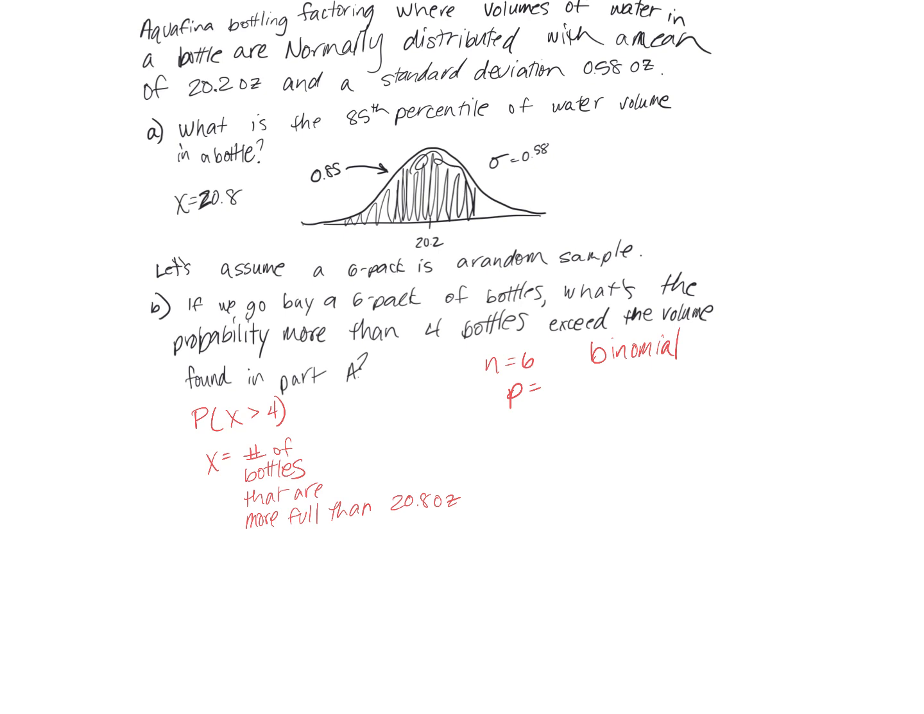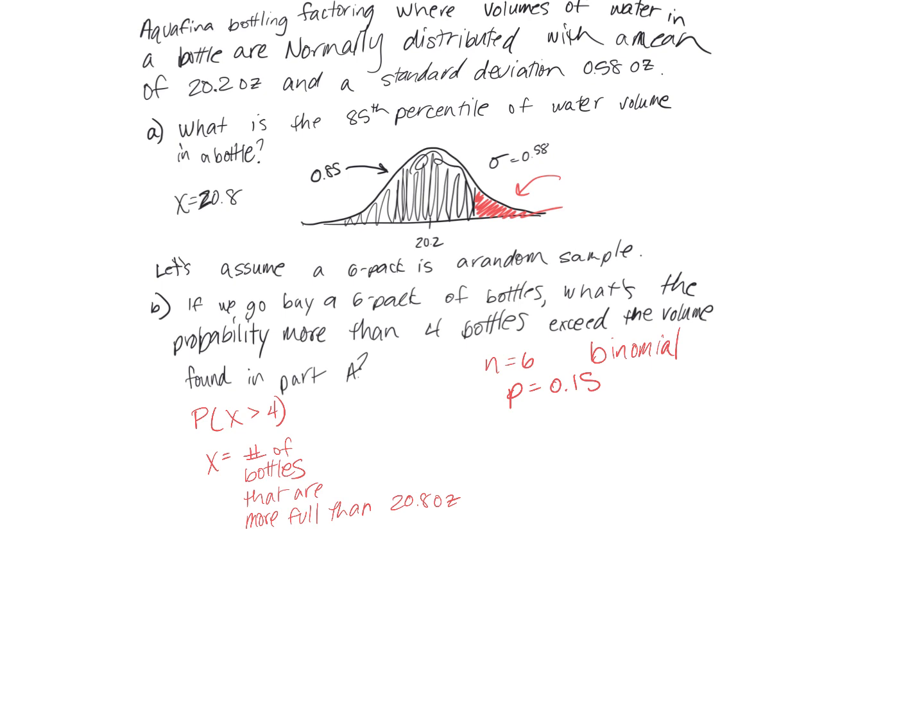I'm sorry? So the probability is going to equal 0.15. It's going to be the other side from that 85%, because those are the ones that are bigger than that value we found in part A. Are you guys with me?